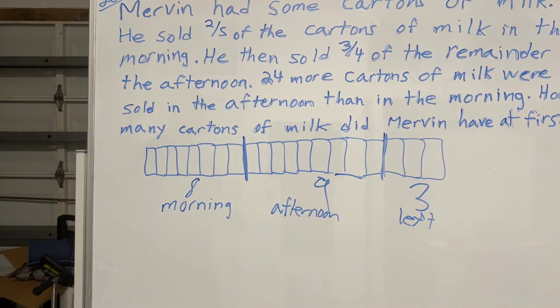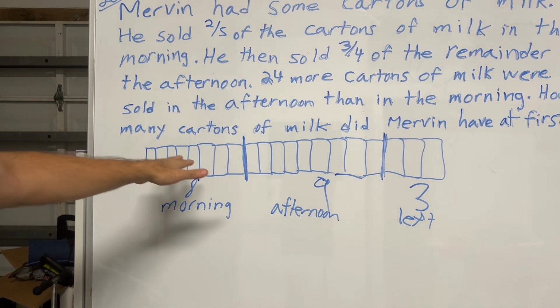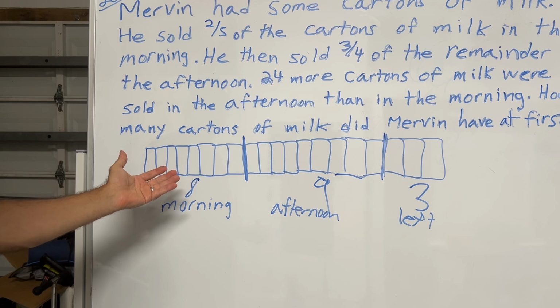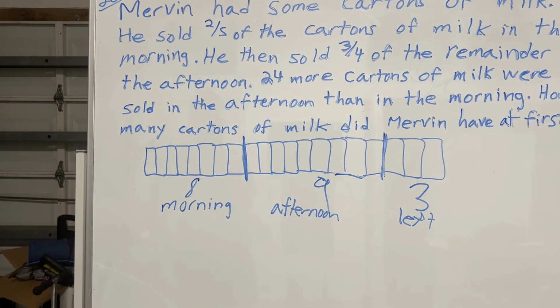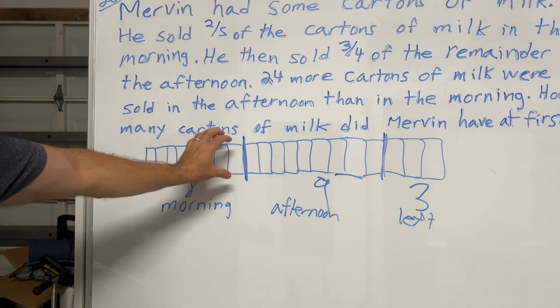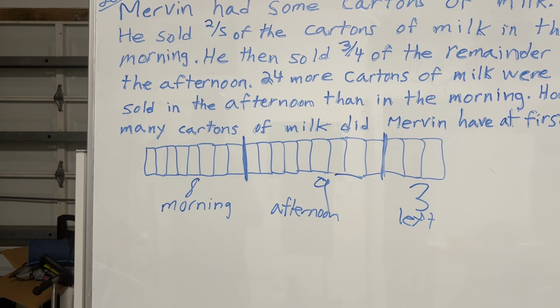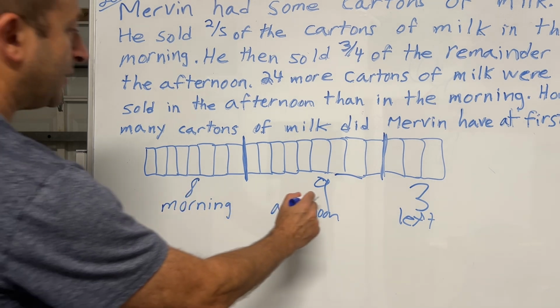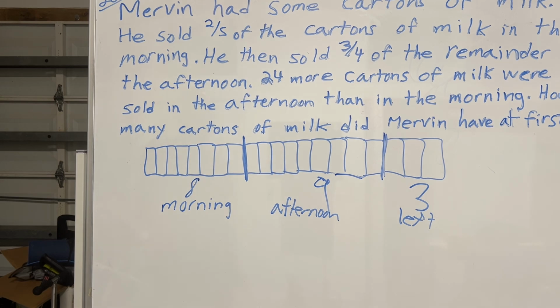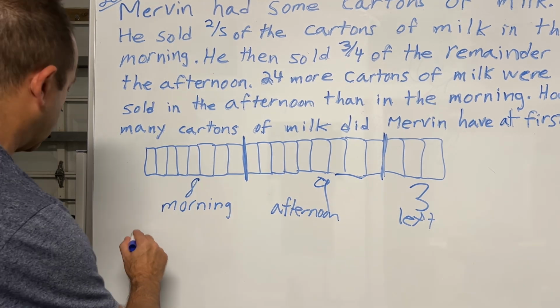And now we know that these are not cartons. Each one of these units is a certain number of cartons. How are we going to figure out how many cartons of milk are in each of these 20 blocks? Well, this is where the last sentence comes in. 24 more cartons of milk were sold in the afternoon than in the morning. So we have 8 in the morning, 9 in the afternoon. So we know that 1 more unit was sold in the afternoon than in the morning.